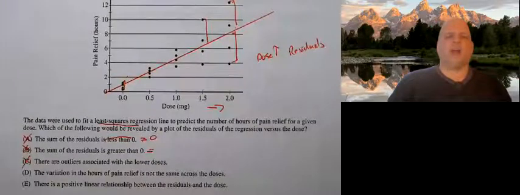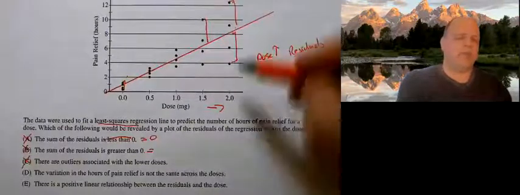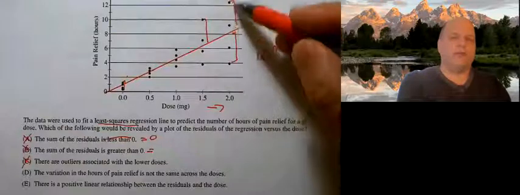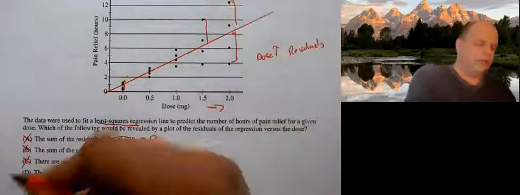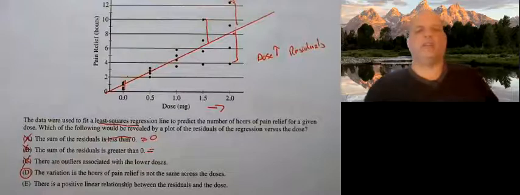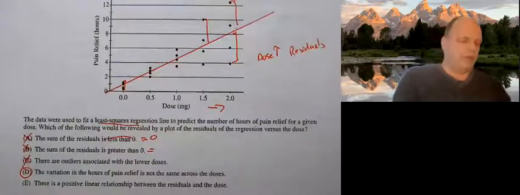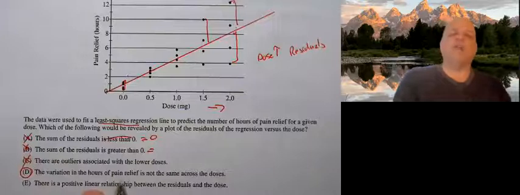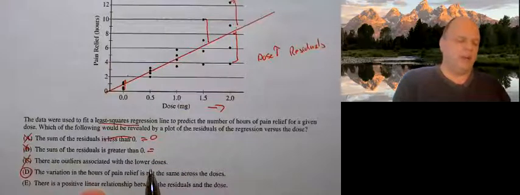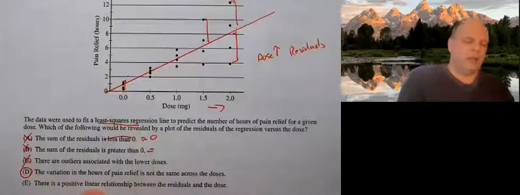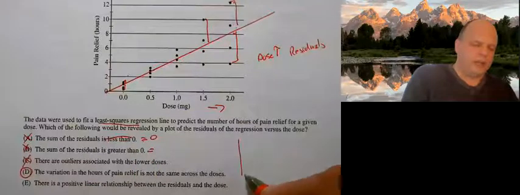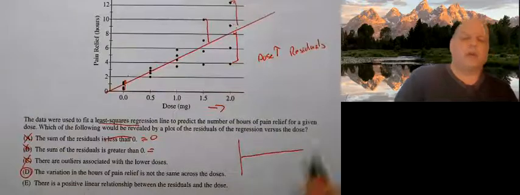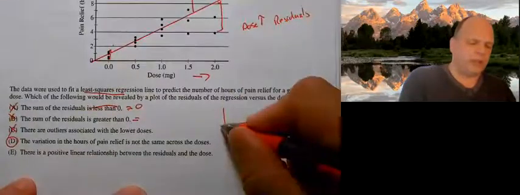The variation in the hours of pain relief is not the same. As I move farther out, I definitely see greater variation, greater spread. So D, the variation is not the same. And then it talks about a positive linear relationship. That positive linear relationship is not on the residual graph, but appears on the scatter plot. The residual graph, please don't forget, is going to be centered at 0. And if we were to center this one at 0, it would look something like this.